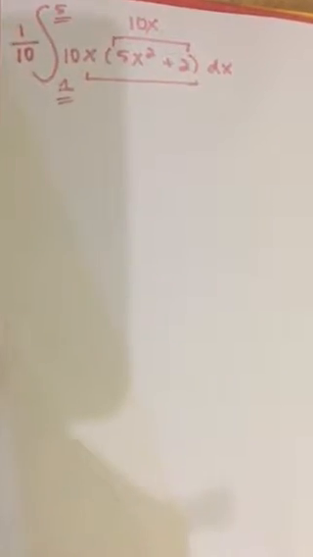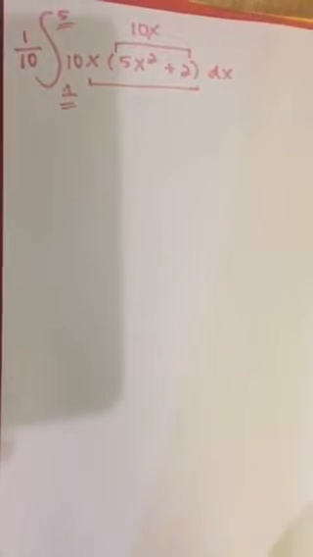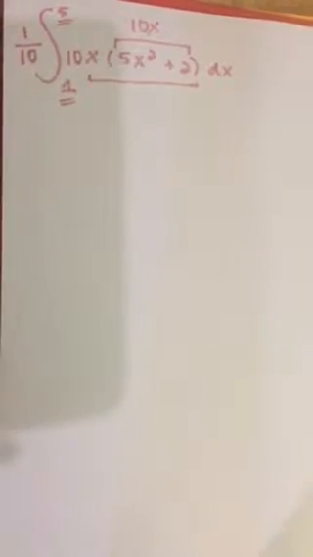But we're not done yet. We can't just add numbers as we want. We need to account for this 10. So to do that, we multiply by 1 over 10, since this times this equals 1, it is accounted for. Alright, so now that we do that, we can just do this simple integration of the function.